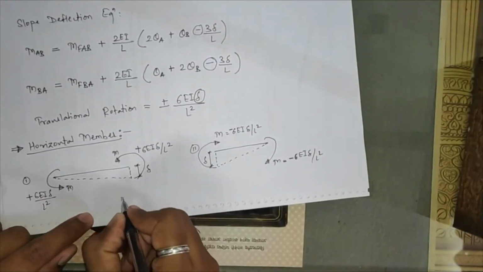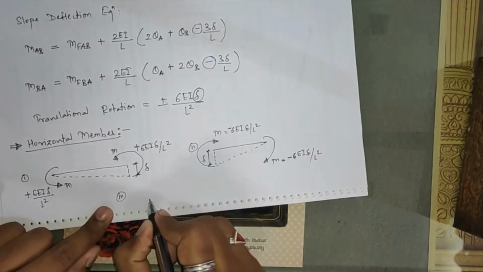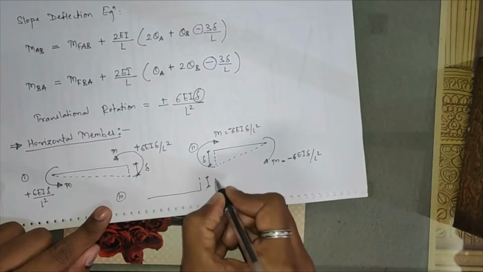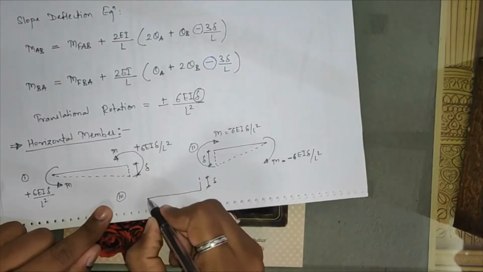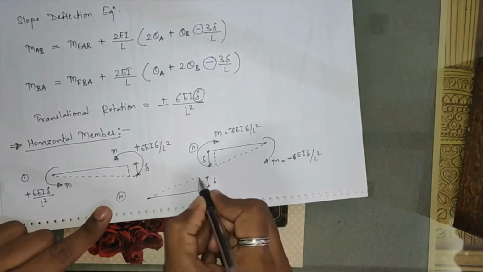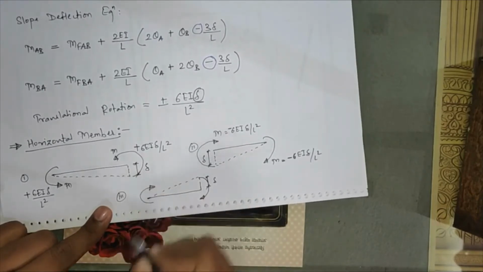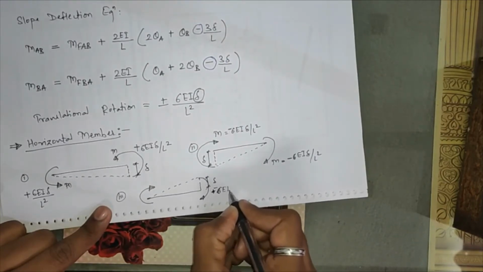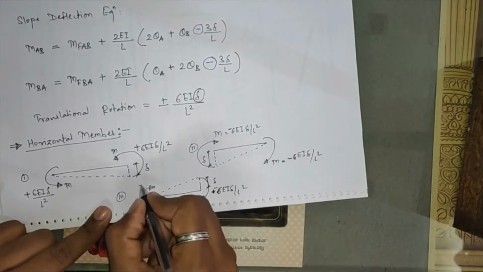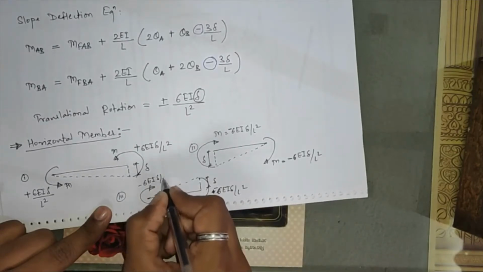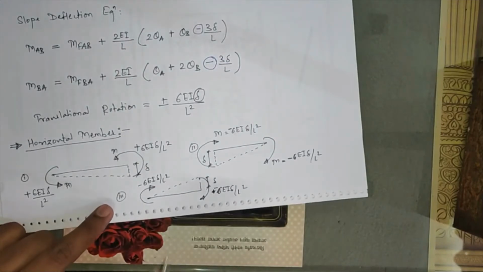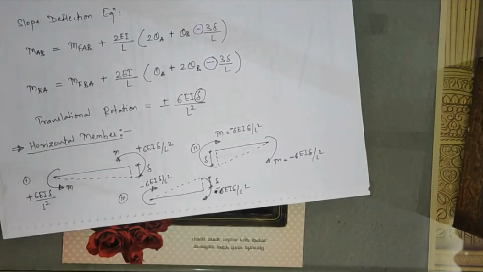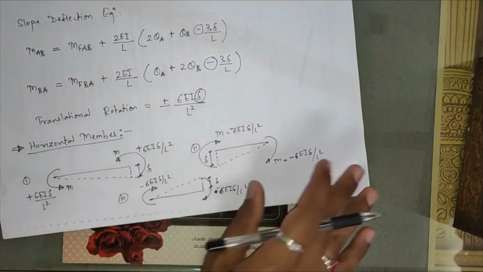I'll consider the third example here. Suppose again a horizontal member, but the deflection is on the left side, on the upward part. The bending pattern will be in this way, and the translational rotations induced will again be clockwise in nature, minus 6EI delta upon L square, and the same minus 6EI delta upon L square. In the same way you can see the deflection on the upward side, towards the left end. This was for horizontal members.